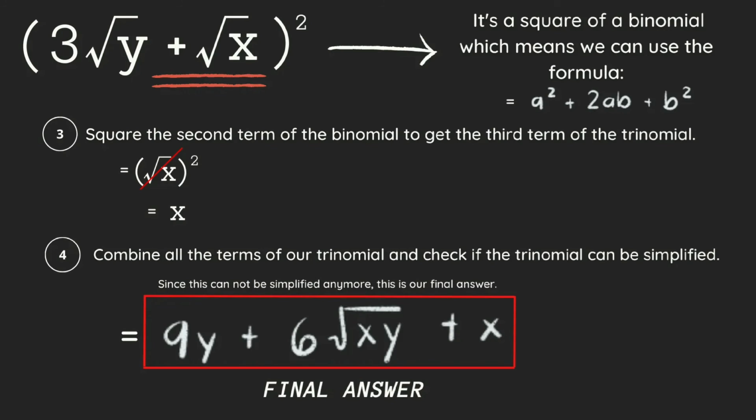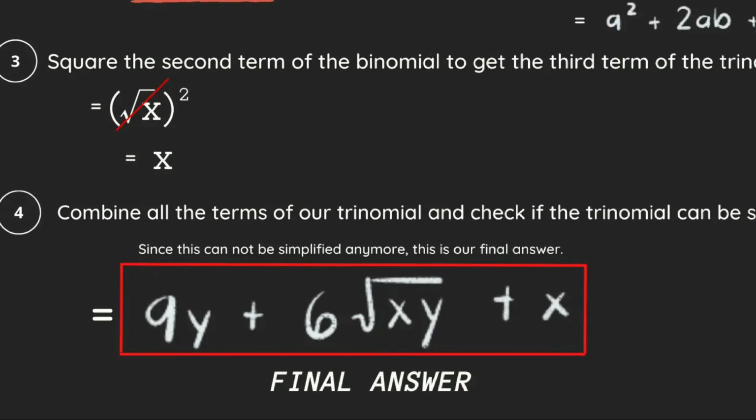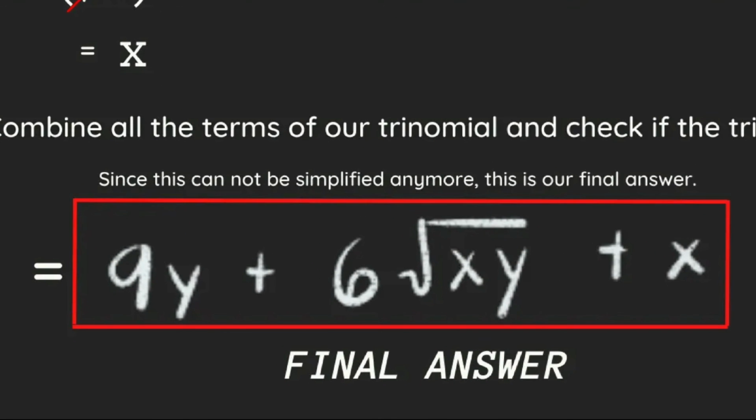Now we've found all the terms of our trinomial. We'll put them together. Our trinomial will be 9y plus 6 square root xy plus x. Let's check if we can simplify this. We cannot because there are no like terms anymore, so this will be our final answer.